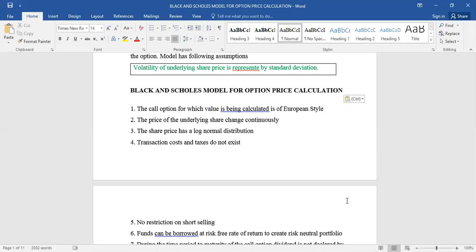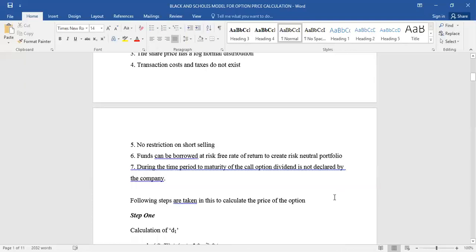The price of the underlying share changes continuously. That is the second assumption. The share price has a log normal distribution. That is the third assumption of this formula. Transaction costs and taxes do not exist. And the fifth premise is that there is no restriction on short selling. That means the seller of the option can create a hedge portfolio or zero cash flow portfolio by entering into short selling. Funds can be borrowed at the risk-free rate of return to create a risk-neutral portfolio. So a zero cash flow portfolio is also called a risk-neutral portfolio.